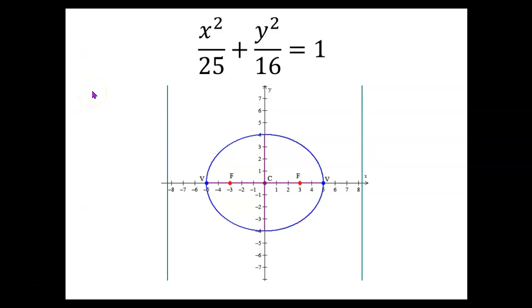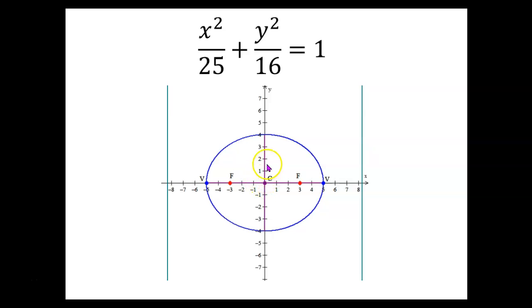Okay, welcome back. Here I'm going to show you some equations of ellipses. This ellipse right here would be the graph of the equation x squared over 25 plus y squared over 16 equals 1. In this particular ellipse, the center is at the origin, 0, 0. The vertices are at 5, 0 and negative 5, 0. So a, the distance from C to V, is 5. And you can see that in the equation, the number under the x squared is 5 squared. It's 25.